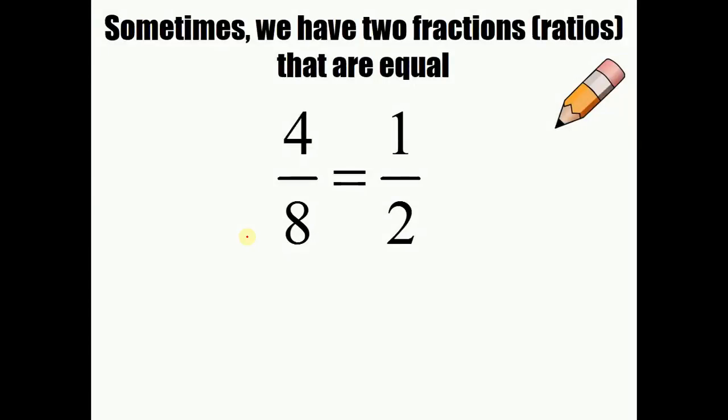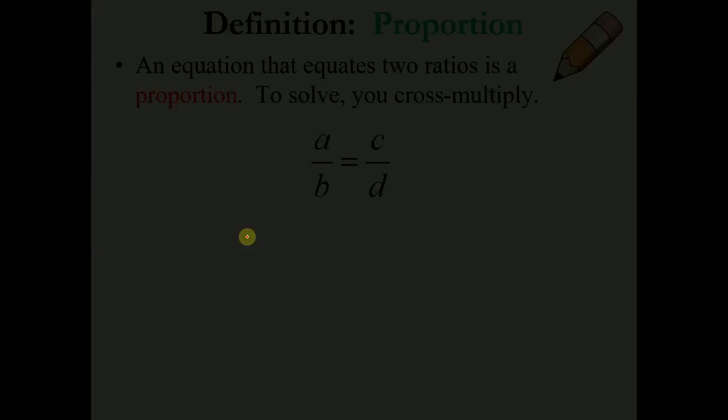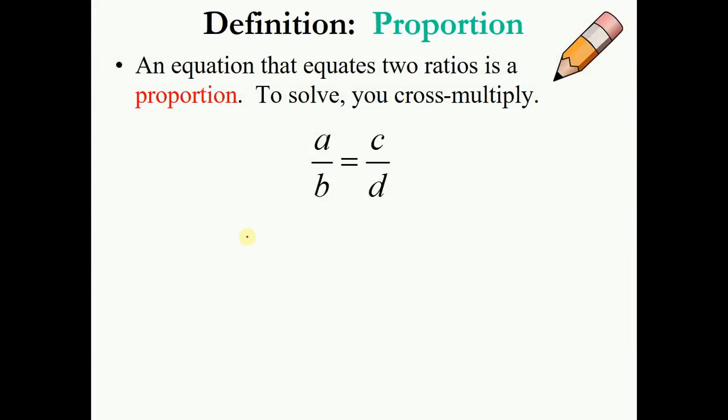Sometimes we can have two fractions that are ratios that are going to be equal to one another. That is what's called a proportion. A proportion is when you set two ratios equal. Now, you've solved proportions before. That's when you cross multiply, so you go A times D equals B times C, right? Multiply those two together. Let's try a pretty simple problem here.